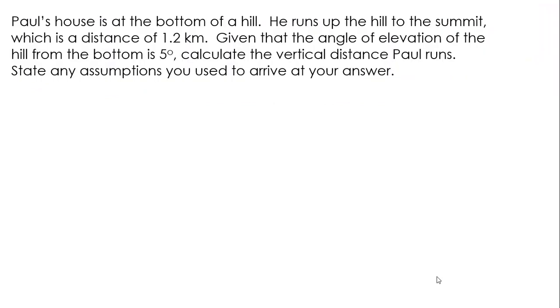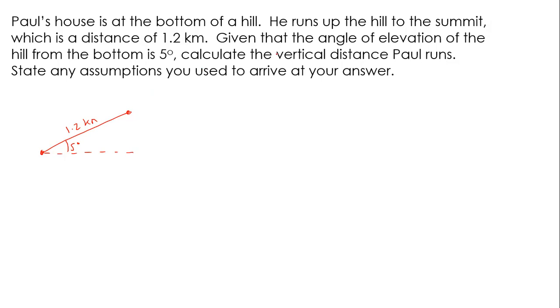Okay, welcome back. So I've read this question, and I'm going to draw a picture, okay? So I live at the bottom of a hill. I've put a dot there for my house. I run up the hill to the summit, which is a distance of 1.2 kilometers. Here. Now, given that the angle of elevation of the hill from the bottom is 5 degrees. Remember, angle of elevation just means the angle you're looking up at. All right, so from the bottom of the hill, because it says from the bottom, we'll do a dashed line here. This angle here is 5 degrees.